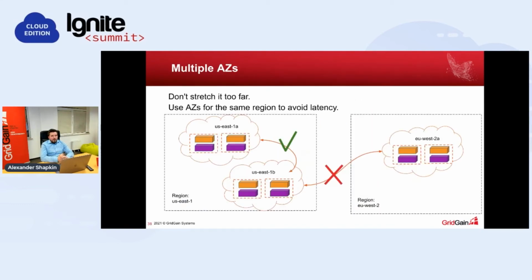A few recommendations on which availability zones to choose. Do not stretch your cluster too far. Speaking in AWS terminology, stretching a cluster across availability zones within the same region is perfectly fine, but do not deploy your cluster across multiple regions because of network latency.